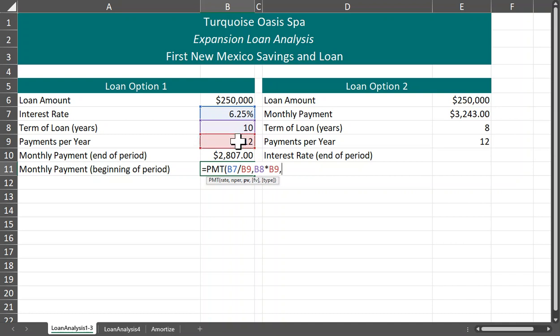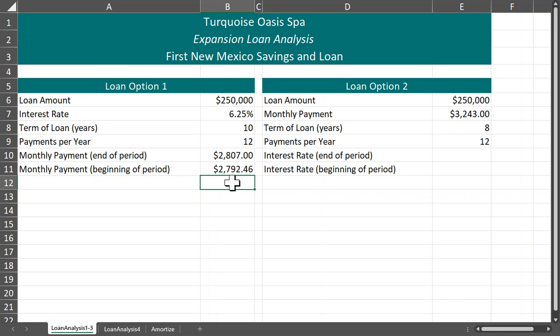So we'll do comma, and we're at the present value, so that's the loan amount, so that'll be minus B6, comma. Now we don't have a future value, so since this is optional, you'll see it's got brackets around it. We can skip it simply by hitting another comma. Now in this instance, we want it at the beginning of the period, so we will hit 1 and then close our parenthesis and hit enter. And you'll notice that it's a little bit less than at the end of the period.